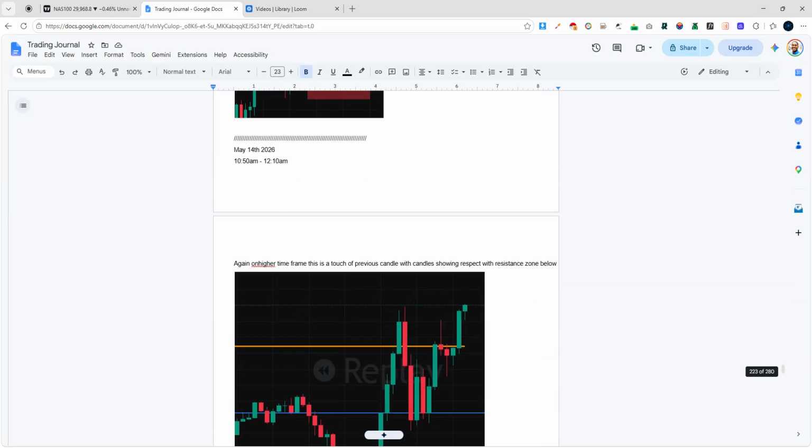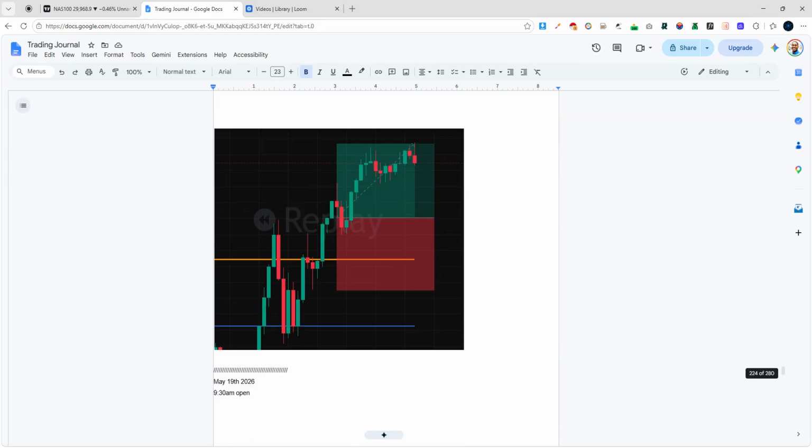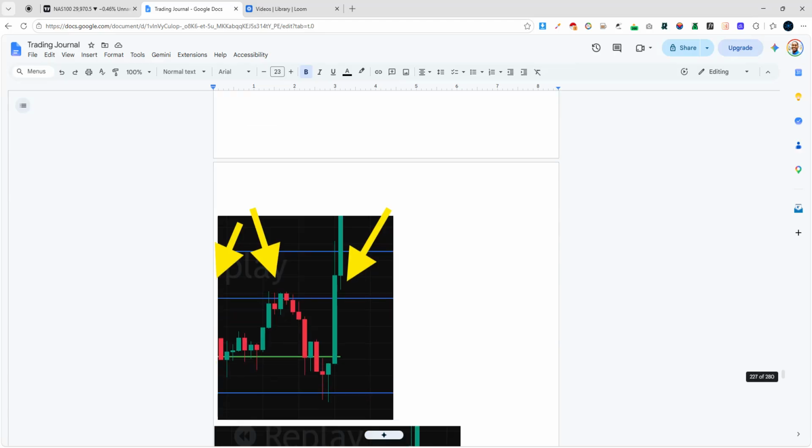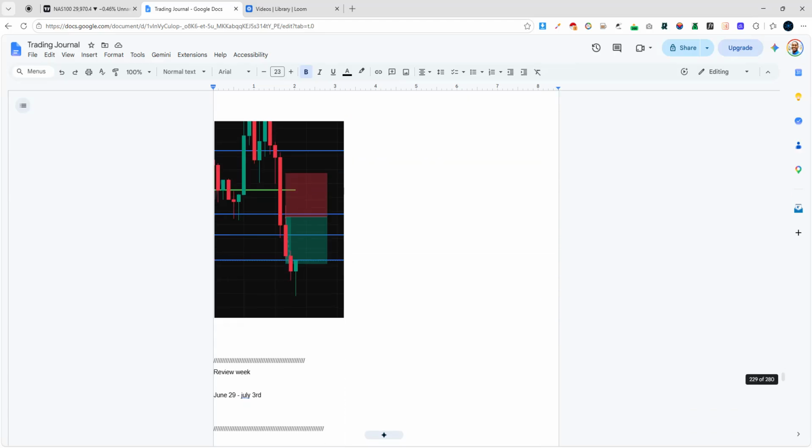How does NAS move? What does NAS want? What is the temperament of NAS? How NAS moves over time.